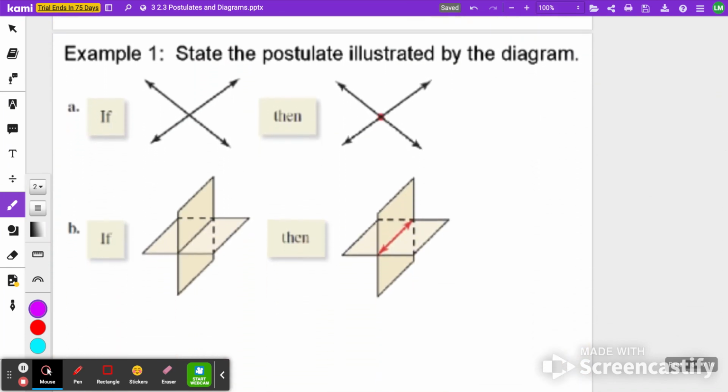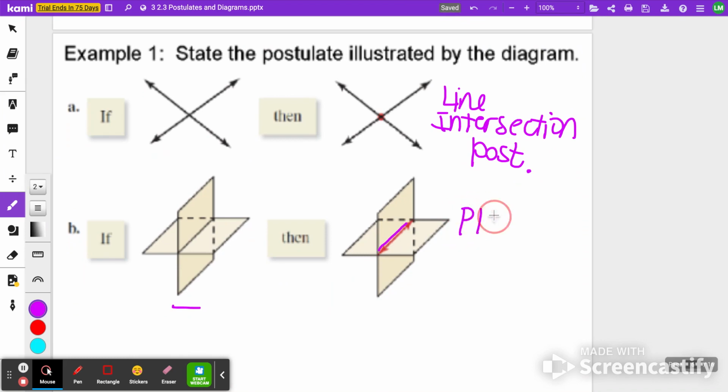So example 1 says, state the postulate illustrated by the diagram. So this one, it shows 2 lines intersecting and then a point. So this is the line intersection postulate. And we're just going to write post for a postulate. For letter B, it says if this image, then this image. And we see how we have a line being intersected over 2 planes. So this one would be the plane intersection postulate. Okay.